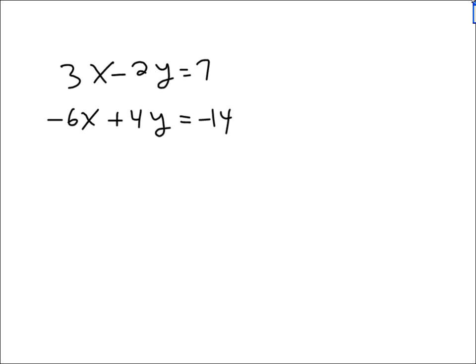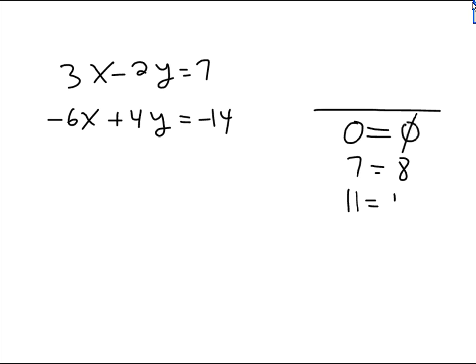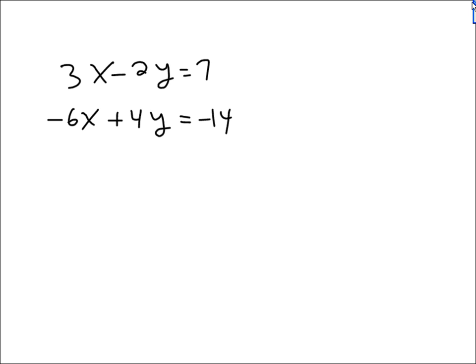Suppose you have 3x minus 2y equals 7 and negative 6x plus 4y is equal to negative 14. Now before we go on, as in the last problem, if you get 0 is equal to something other than 0, or 7 is equal to 8, or 11 is equal to 13, there's no solution. The lines are parallel. Okay? Whenever you get something like that, you're done. No solution, no points of intersection. The lines are parallel.